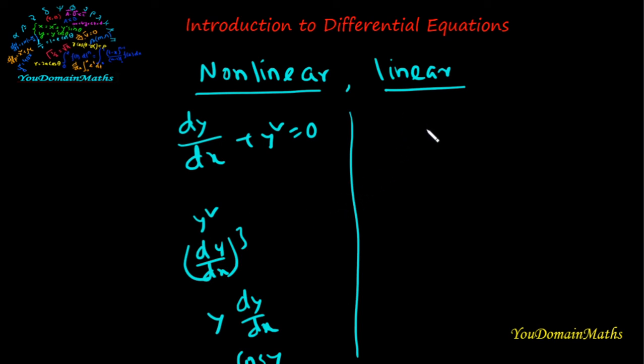So what is a linear differential equation? There is no nonlinear term. This is called a linear differential equation. That means d square y by dx square, the second derivative of y, equal to y is a linear differential equation.